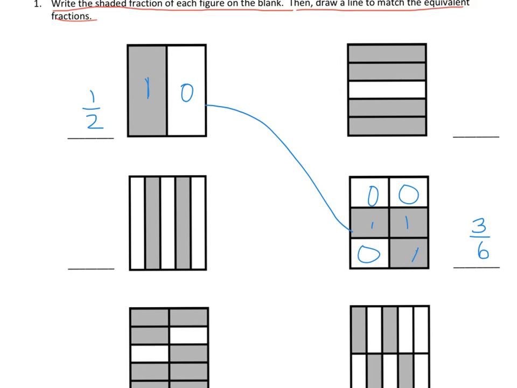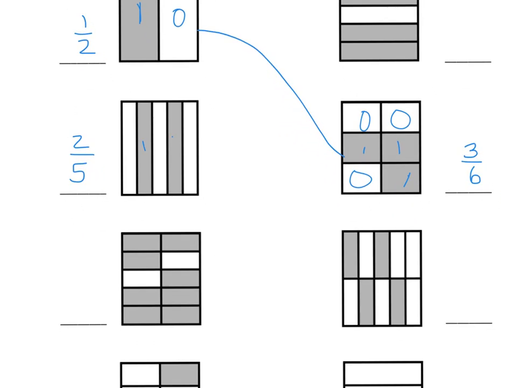My next one down is I see that there are 2 shaded out of 5 total. And when I glance, I'm trying to find another one that is the same as 2/5 but more. When I look at this one here, I see 2 different groupings. And I see 2 shaded out of 1, 2, 3, 4, 5. If I look at this other part, I see 2 shaded out of 1, 2, 3, 4, 5. So 2 groups of 2/5.